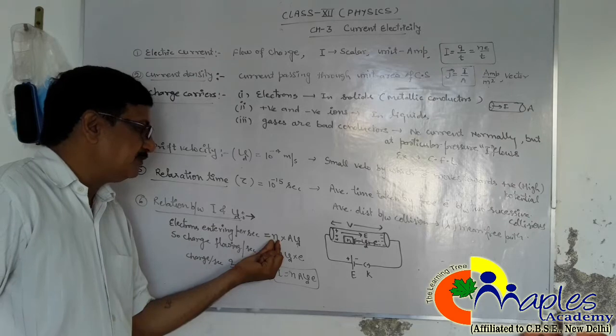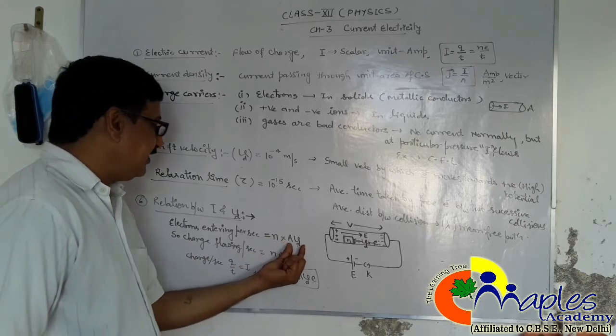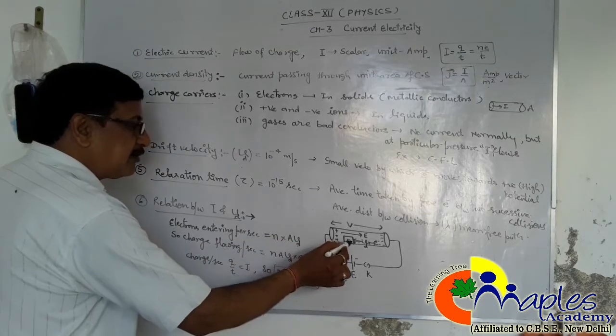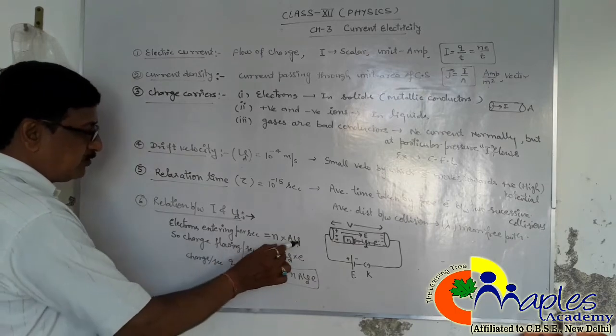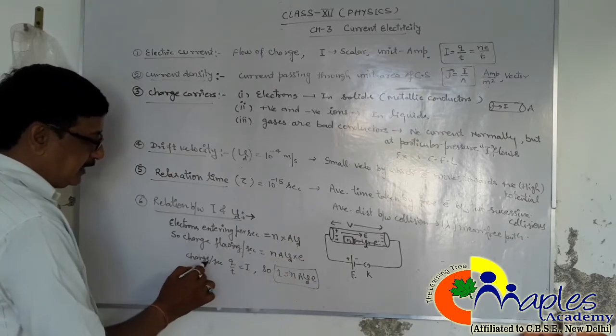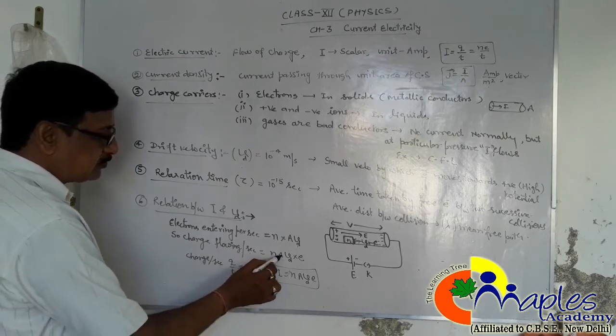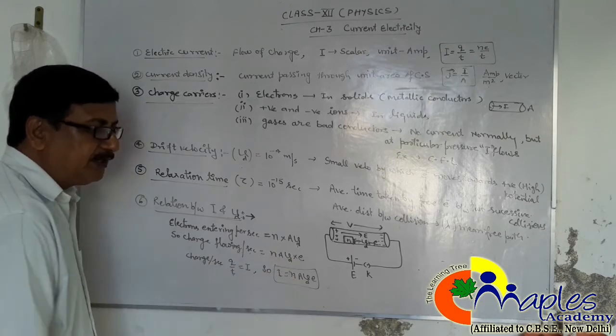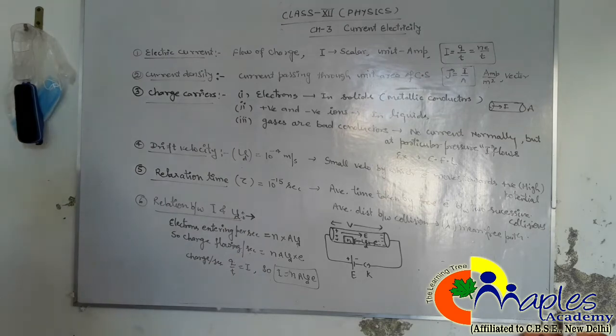Number of electrons per unit volume times total volume A Vd. One electron carries e charge, so these electrons will carry N A Vd into e charge in 1 second, meaning per second, and charge per second is called current. So this is current: I equals N A Vd e. This is the relation between drift velocity and electric current.